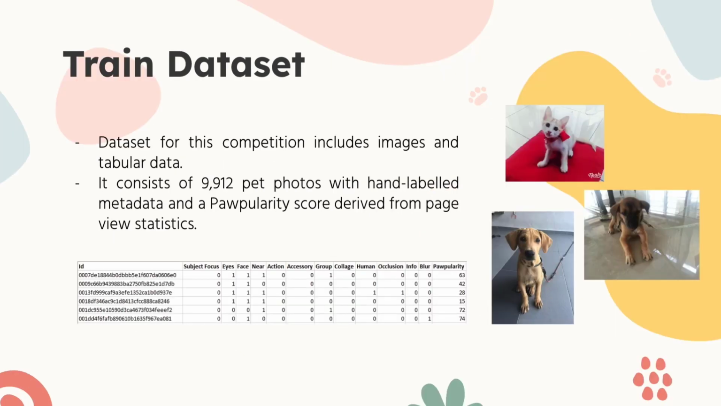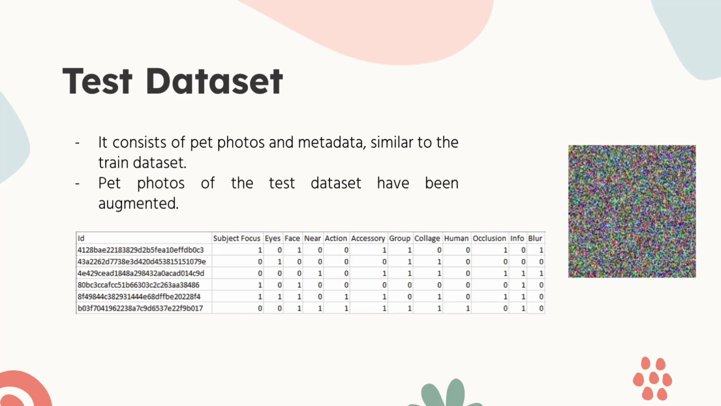The dataset used for this competition includes images of the pets as well as tabular data. The train set consists of 9,912 pet photos with hand-labeled metadata and a popularity score derived from page view statistics. The test dataset also consists of pet photos and metadata, similar to the train dataset. Pet photos of the test data have been augmented to look like the picture shown on the right.